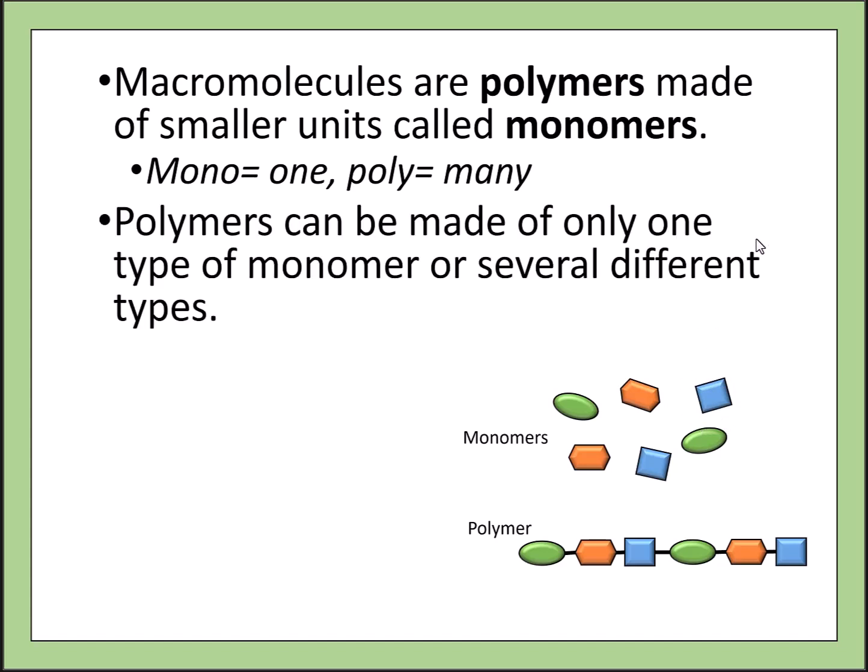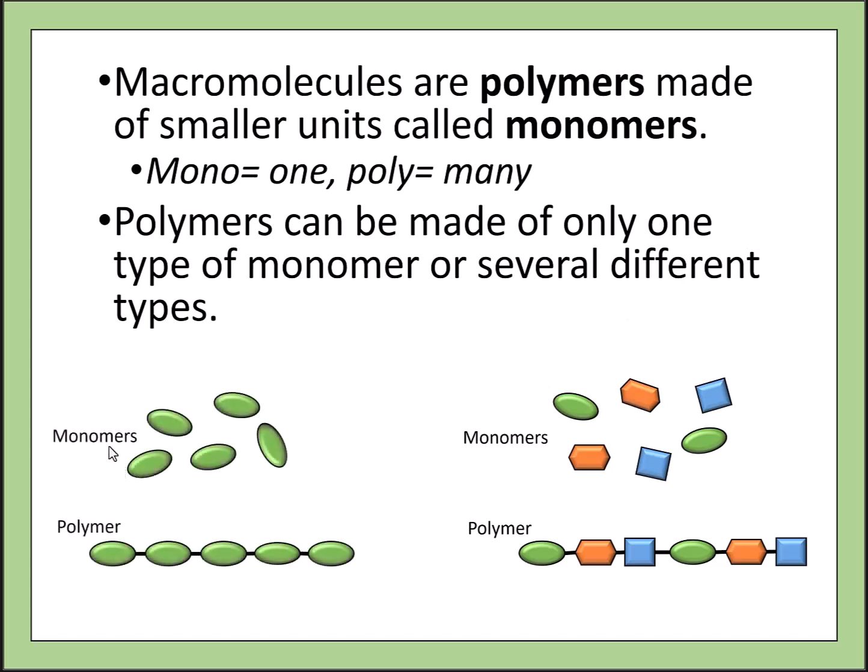So polymers can be made of only one type of monomer or several different types. So we could have monomers all of the same type joining into a polymer, or we could have lots of different types of monomers joining together into a polymer. So monomers are these individual sections of the molecule, and the polymer is then the large macromolecule.